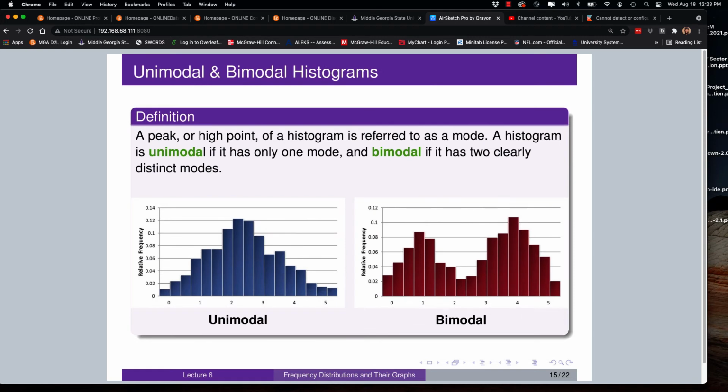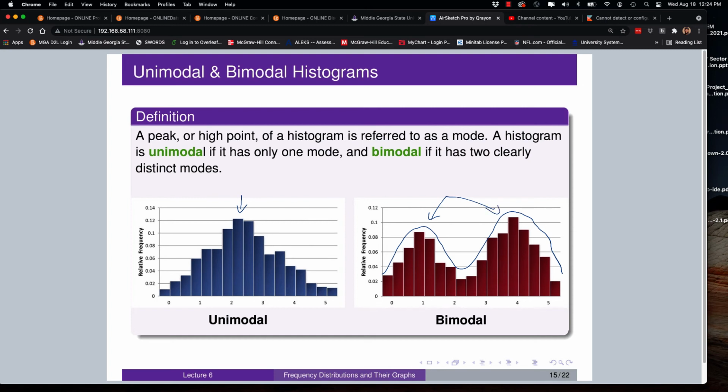The last kind of definition we're going to talk about here are unimodal, bimodal, and there's a term I left out that I probably should include too, multimodal. So if you're unimodal, that means your graph has one distinct peak. It's got to be distinct, it stands out. You've got one mode, one high point to the graph. When it's bimodal, obviously the word bi means two, right? So you should have two distinct peaks.